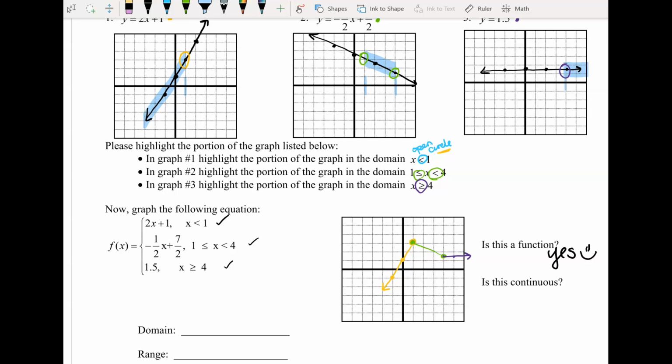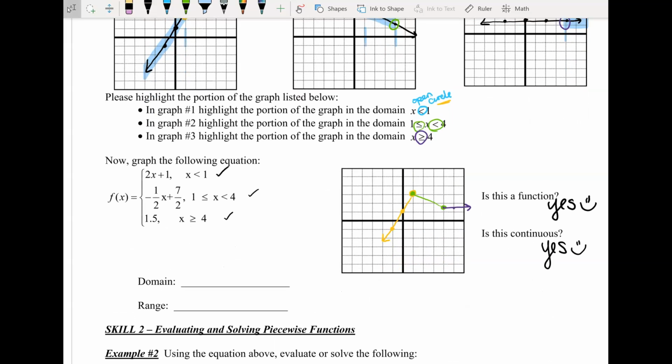Is it continuous? Excellent question. Survey says, yep, it is. And the reason being is because I can draw this function from left to right without picking up my pen or pencil. It is one fluid graph. There aren't any holes, okay? So we say that it is continuous.